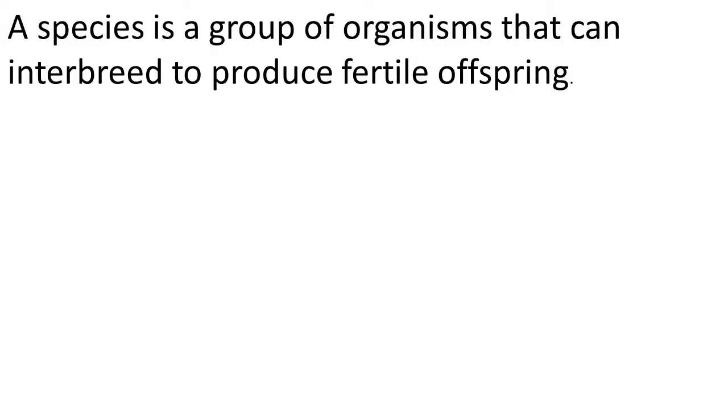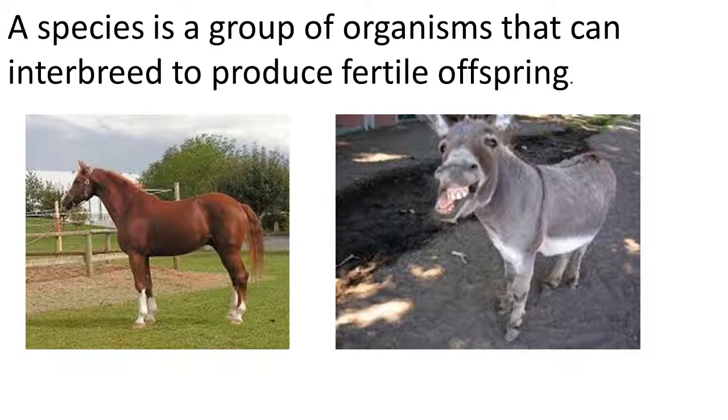So, let's have an example to make that a little bit clearer. A horse and a donkey. Are a horse and a donkey the same species? Well, they can interbreed, they can mate. The result will be a mule. But the mule is not fertile. 2 mules cannot have a baby mule. And because of this, we say a horse and a donkey are not the same species. They cannot produce offspring which can themselves go on to have further offspring.